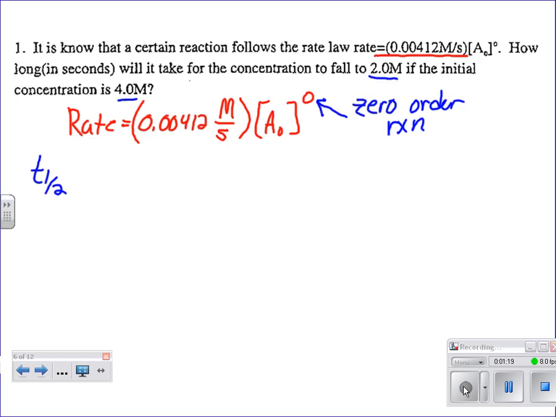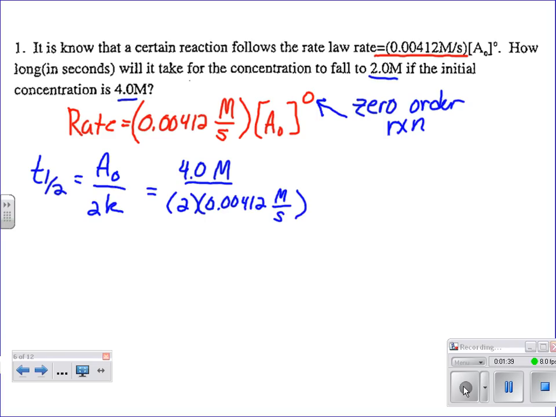So your equation for half-life for a 0 order reaction is going to be equal to your original concentration divided by 2K. You can just start plugging some things in. Your original concentration is 4 molar, and 2 times your rate constant is 0.00412, and the units again are in molarity per second. So when you go through this math, you end up seeing that your molarity cancels out, and you get your answer in 1 over 1 over seconds, which means it's going to be in seconds. I think you probably get 485, which really rounded to our 2 significant figures that were given in our problem, ends up being 490 seconds.